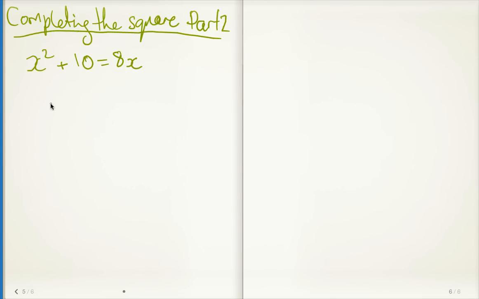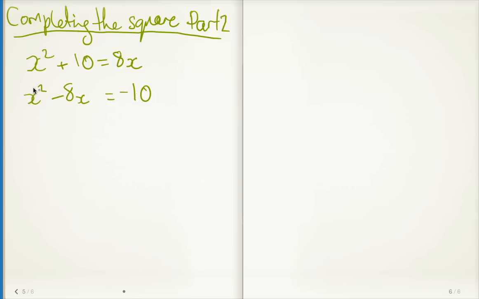Now obviously if you have your GDC we can do this pretty easily, but without it we need to complete the square. The first thing we want to do is get all of the x's onto the left hand side. So I want to subtract 8x over to this side, and at the same time, in the same step, I'm going to subtract 10 from both sides and get that onto the other side.